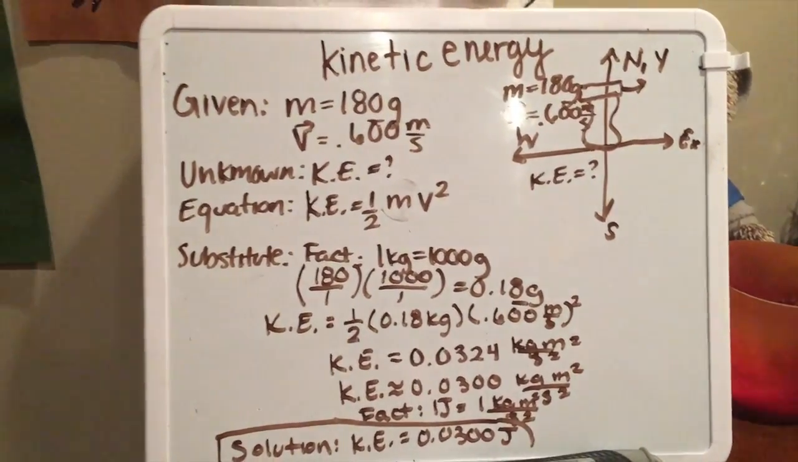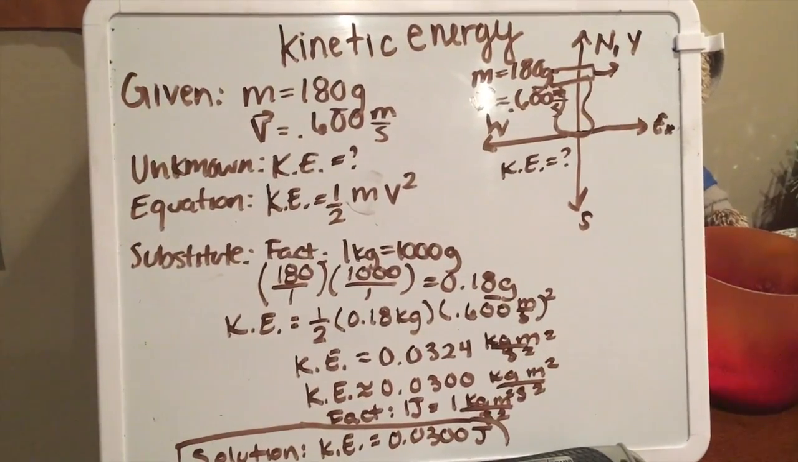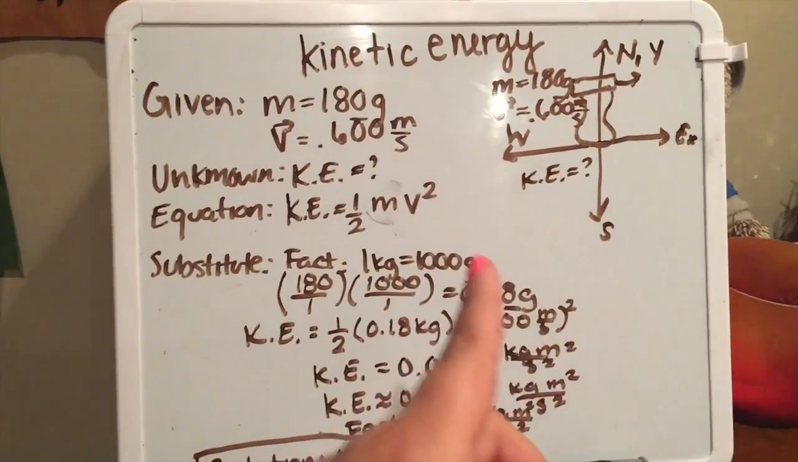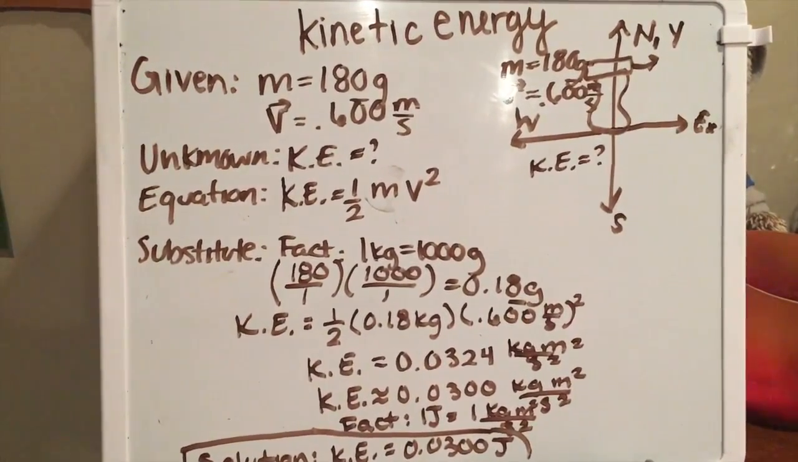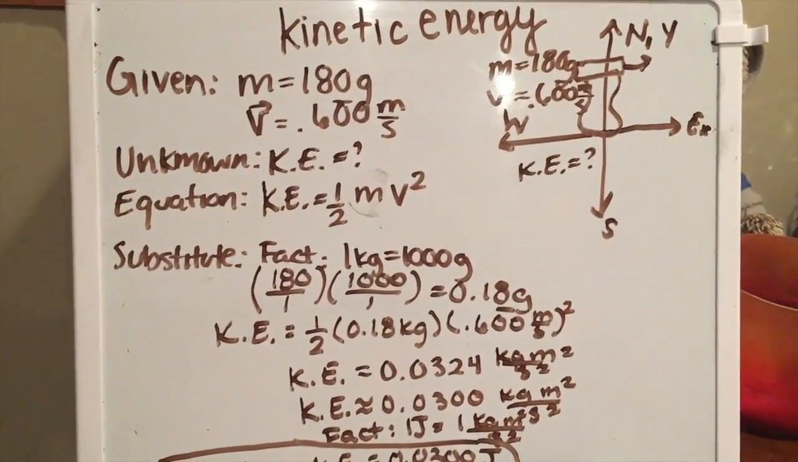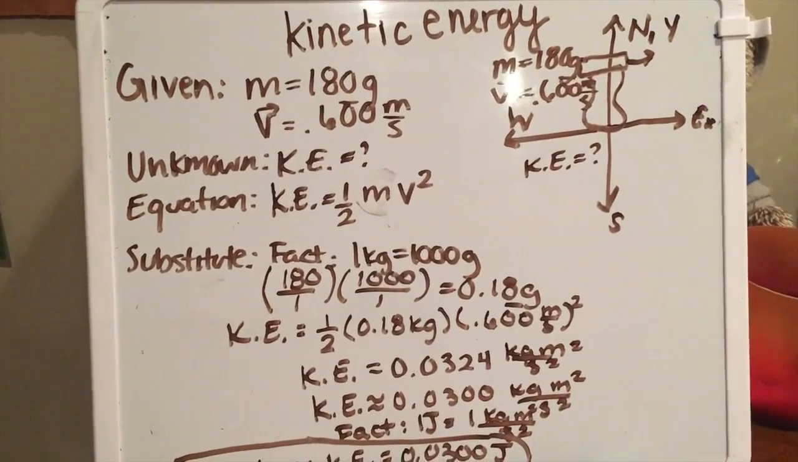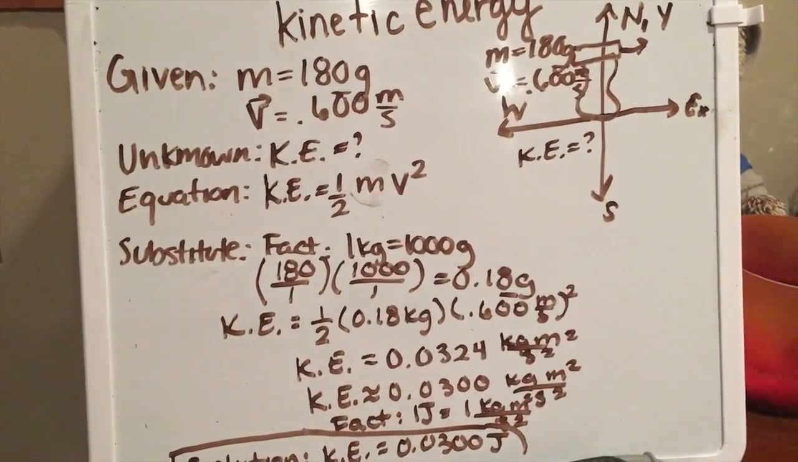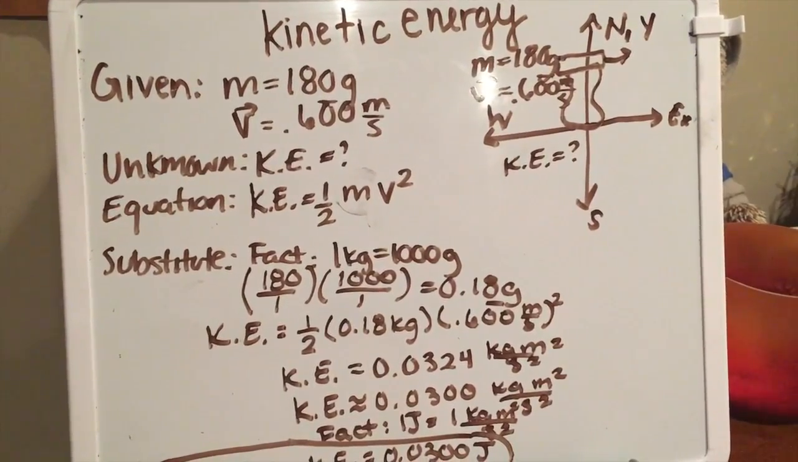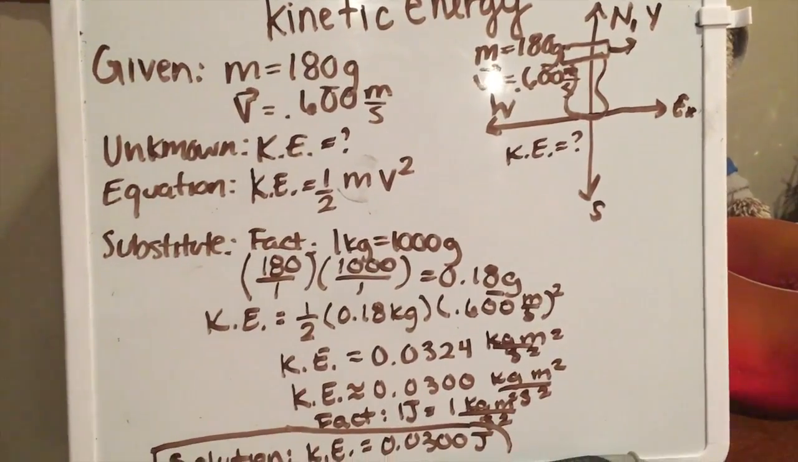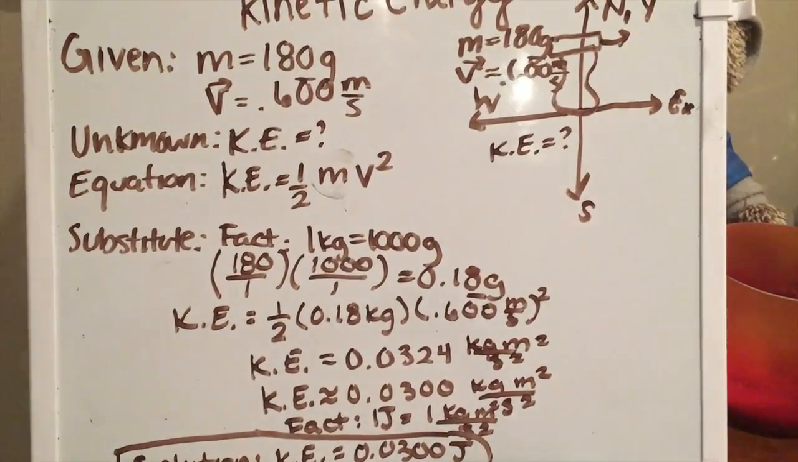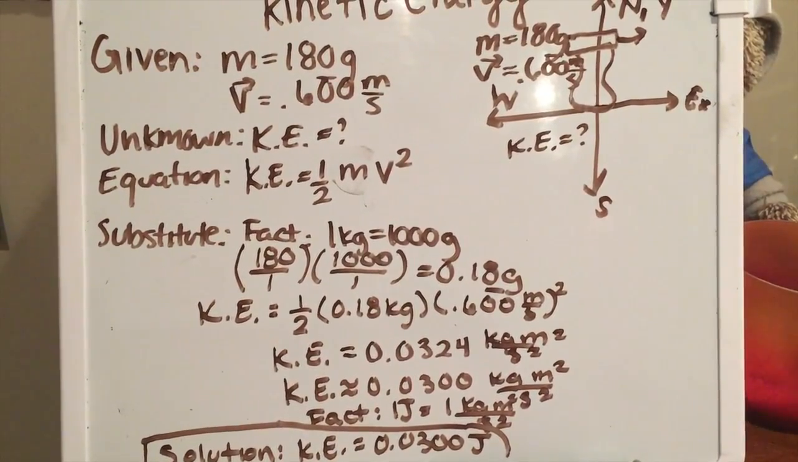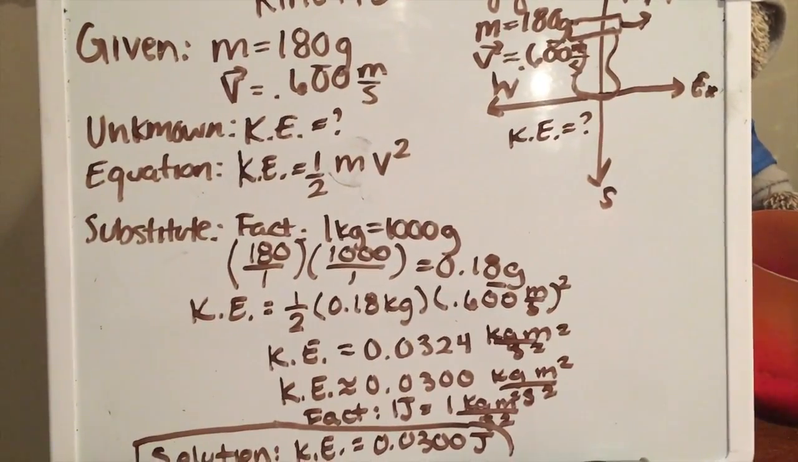Okay, here we have another one of our subpoints, which is kinetic energy. This is the XY diagram where we have all the given and the unknown information. In the given, we are given mass, which is 180 grams, and velocity, which is 0.600 meters per second. We are trying to find kinetic energy, so the equation we're going to use is kinetic energy equals 1/2 times mass times velocity squared.